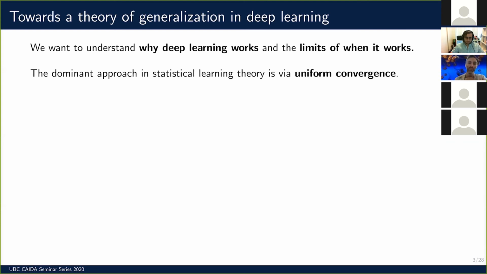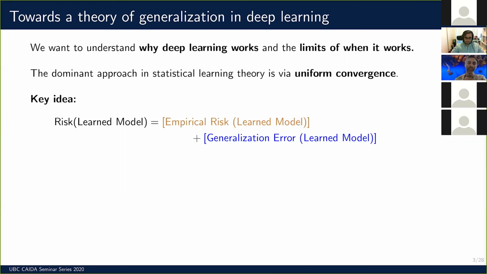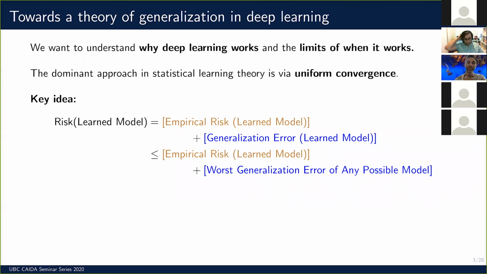Now, one of the main tools that people have brought to understanding learning in statistical learning theory is uniform convergence. The basic idea is this. We have some learned model, say the weights obtained by SGD in deep learning, and we are interested in its risk, the future performance of that learned model. We can break this down into the empirical risk, which is how well this model performs on the training data and is usually close to zero, plus the generalization error, which is the difference between risk and empirical risk. So this equality is sort of trivial. But one of the key tools that people use in understanding this decomposition is to move to an upper bound where you replace the generalization error with a supremum over the generalization error of all possible models you could have learned.